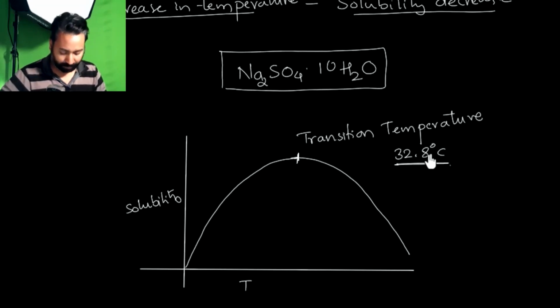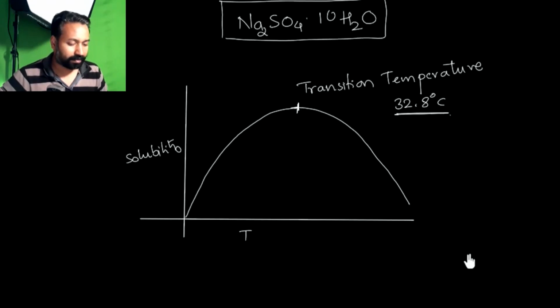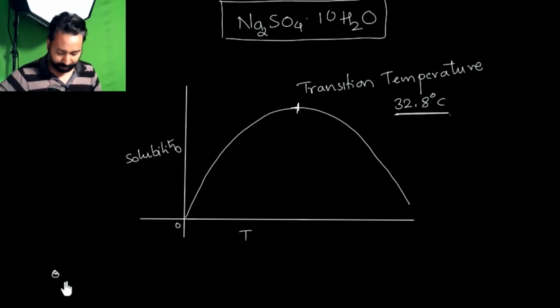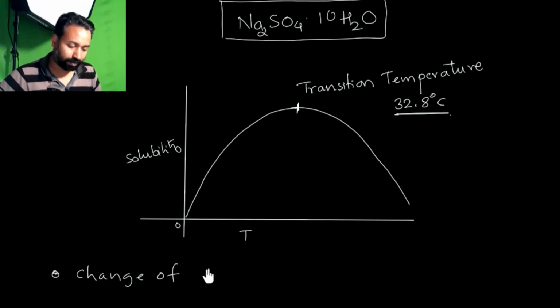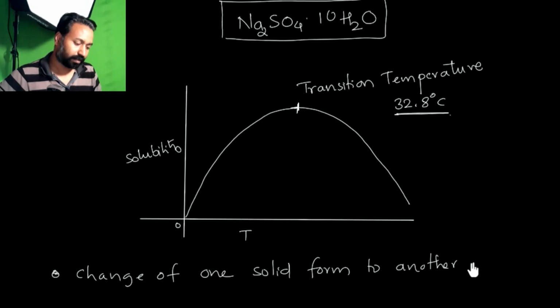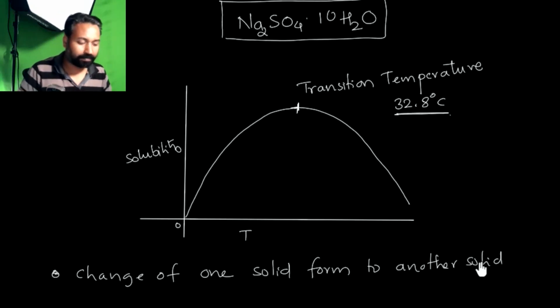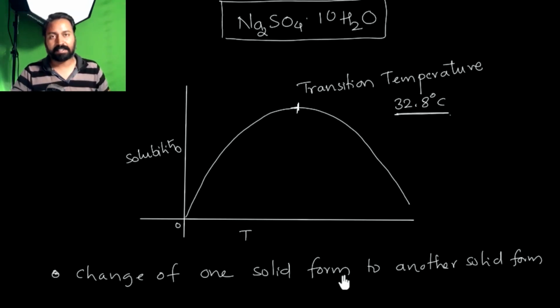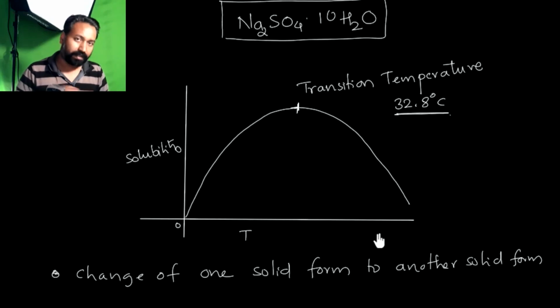So the simple thing is that the solubility of sodium sulfate increases with rising temperature up to 32.8 degrees Celsius. After that the solubility decreases, and we can predict this is due to the change of one solid form to another solid form. A transition takes place, the arrangement of atoms gets changed, and because of that the solubility in water changes, right? So we can list many molecules like that.